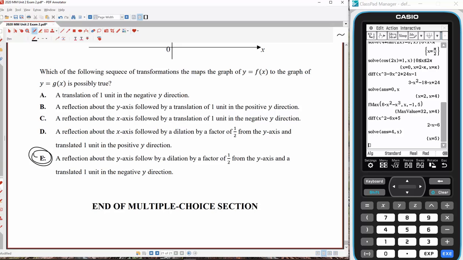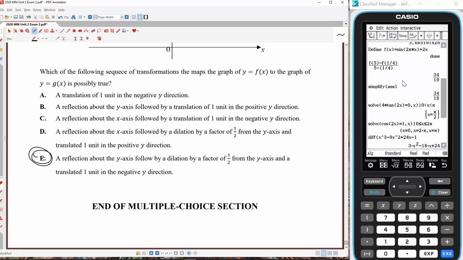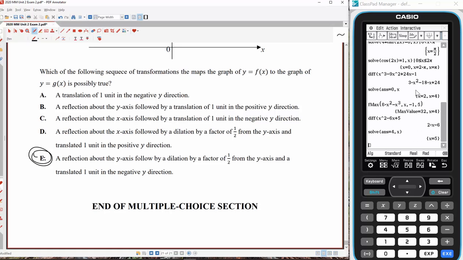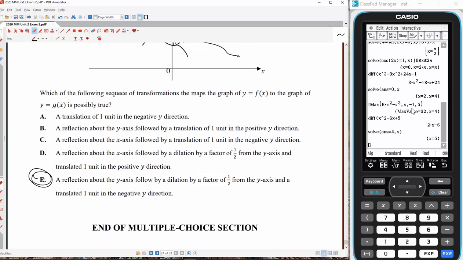All right, so there's your multiple choice section. Some fair bit of calculator use there. But for a lot of those questions, if you can draw the graph or quickly cobble together your thoughts or ideas, you really don't need to go to the calculator for a lot of those questions.